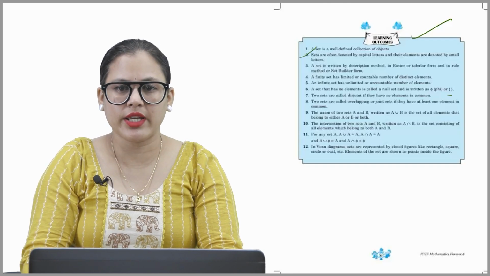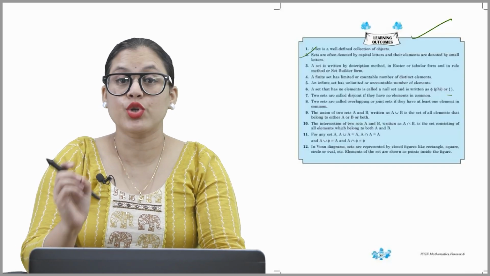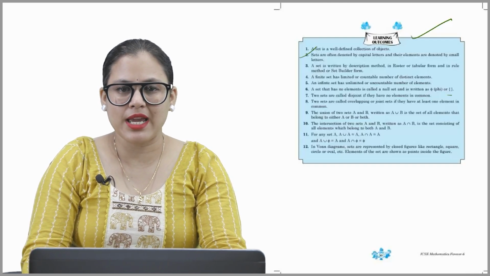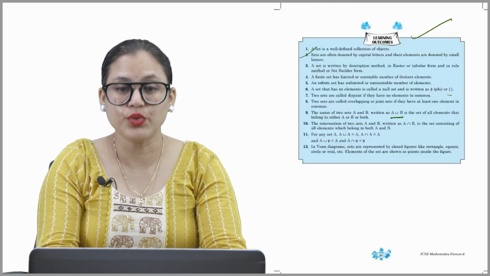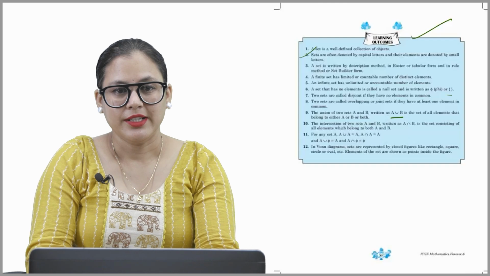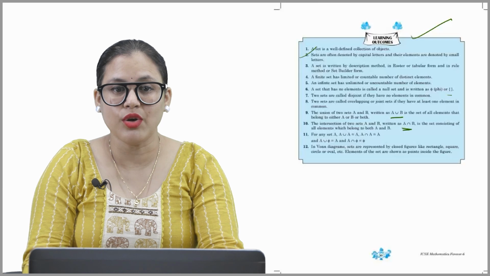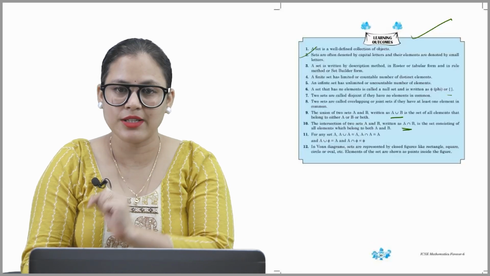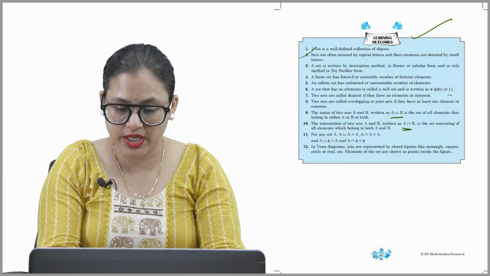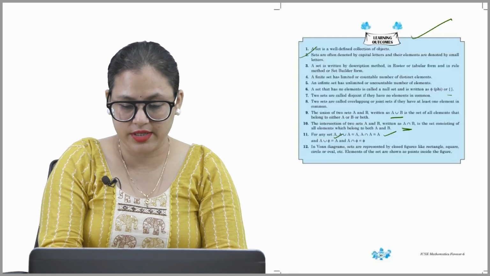7. Two sets are called disjoint if they have no elements in common. 8. Two sets are called overlapping or joint sets if they have at least one element in common. 9. The union of two sets A and B, written as A union B, is the set of all elements that belong to either A or B or both. 10. The intersection of two sets A and B, written as A intersection B, is the set consisting of the elements which belong to both A and B. 11. For any set A, A union A equals A and A intersection A equals A. And A union phi equals A but A intersection phi equals phi.